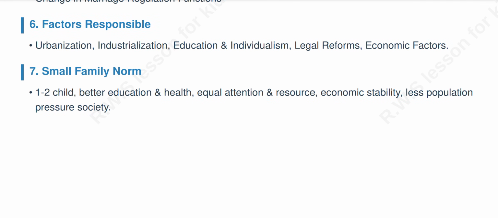Then the last one is small family norms. In a small family, there are 1 to 2 children. Then better education and health of every member, equal attention to everybody and the children too, and also equal resources, economic stability, and obviously less population pressure on society, right? So this is all about the chapter. I hope it's clear.